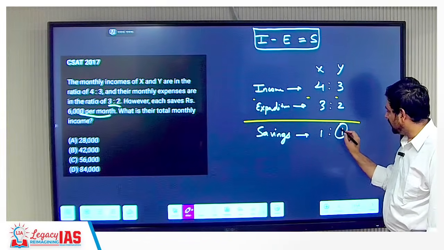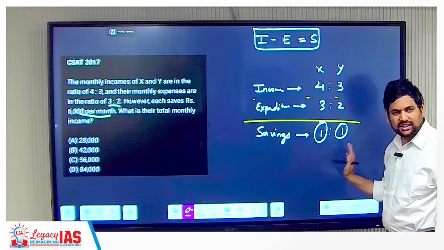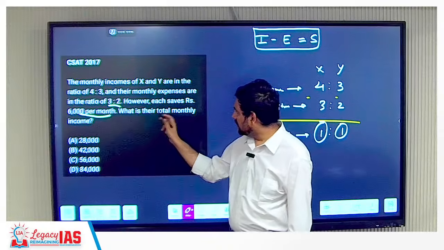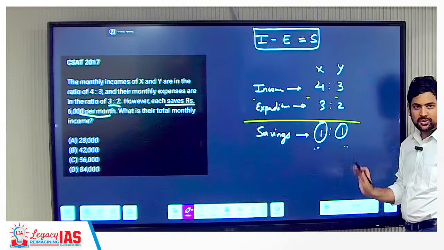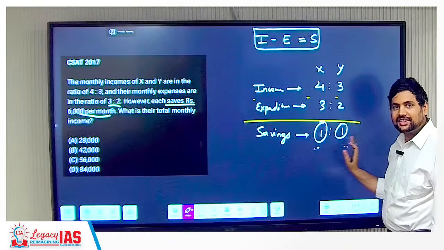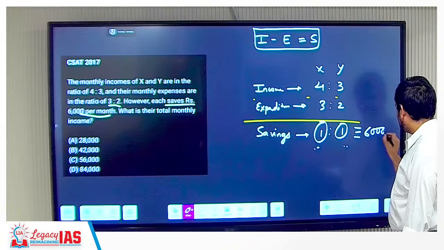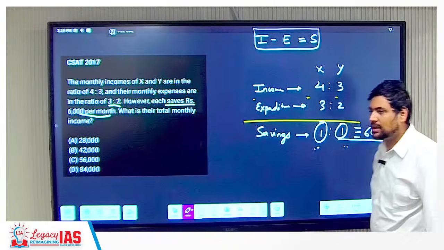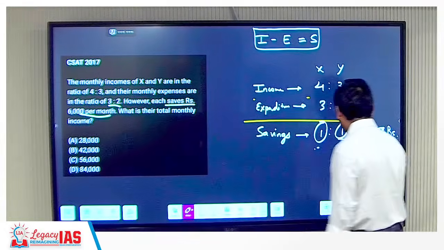Now, according to the question, how much are they saving? They are saving equal amounts, as it is written. Each saves 6,000. So in the ratio also, it shows that they are saving an equal amount. What is that amount? According to the question, that is 6,000 rupees. This is the amount of savings each of them has. That means now the question is very easy.